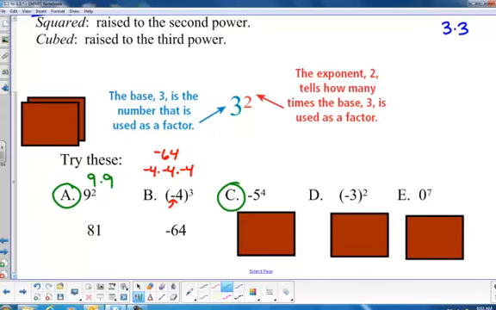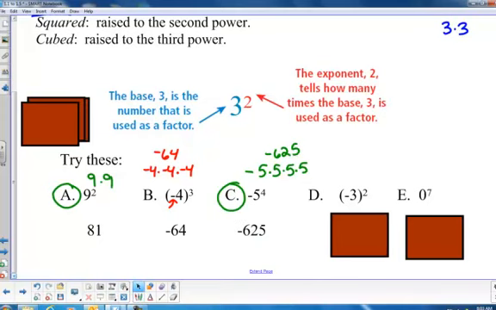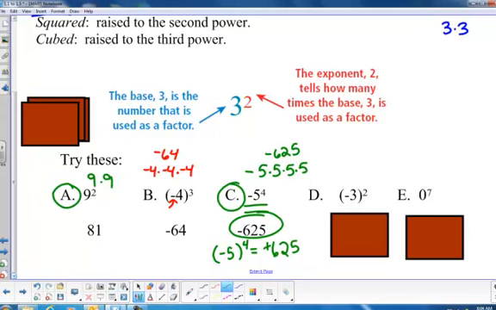This time the negative's out front, so that's negative. And then there are 4 5s. 5 times 5 is 25, times another 5 is 125, times another 5 is 625. So negative 625 should be your answer. If you got positive, it would only be positive if it was like that, because then there's 4 negatives. But this is definitely negative because the negative is out front. It's not to the 4th power. All right, so try D.